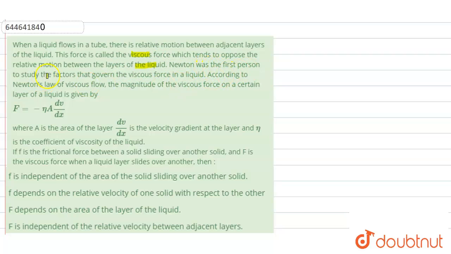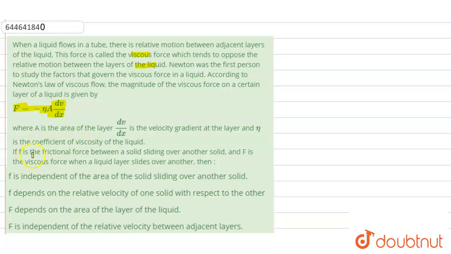Now Newton was the first person to study the factors that govern the viscous force in a liquid. According to Newton's law of viscous flow, the magnitude of viscous force on a certain layer of liquid is given by F. This is the viscous force between two layers of liquid. So this eta is the coefficient of viscosity, A is the area between the layers, and dV is the difference of velocity, or the relative velocity of the layers, and dx is the distance between the layers. Now this is all given.